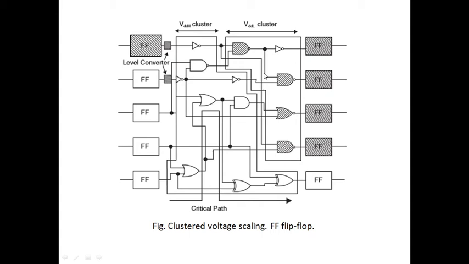It means the critical path is separated into one cluster, and the non-critical path is separated into another cluster. For the non-critical path we give lower VDD, and for the critical path we give higher VDD. That is the concept of the standard cell level, standard cell design, or standard cell approach.